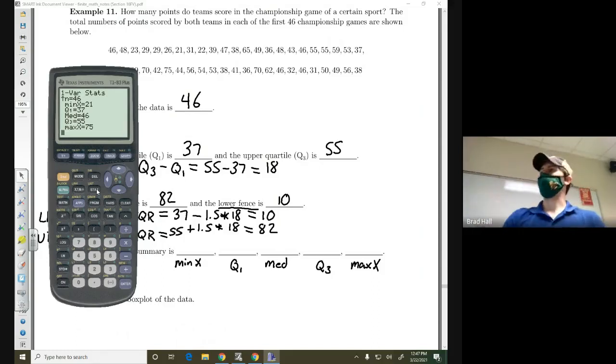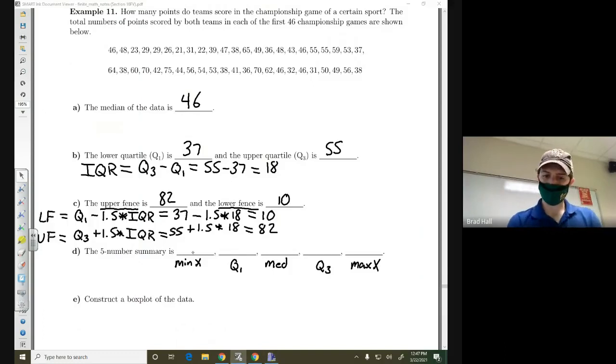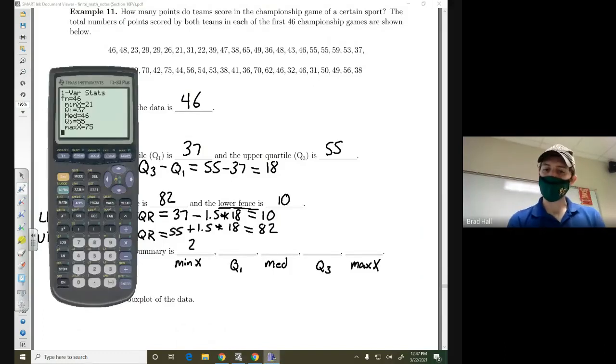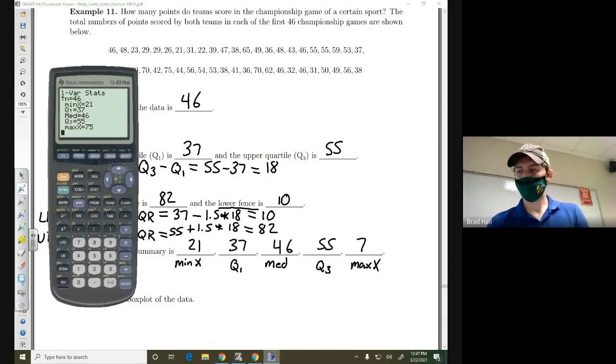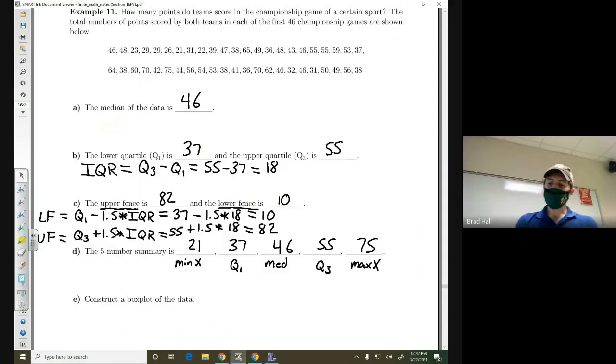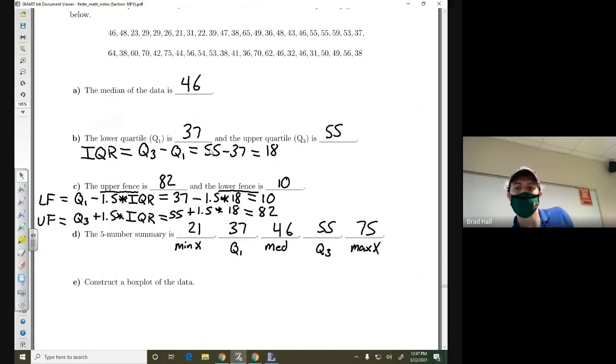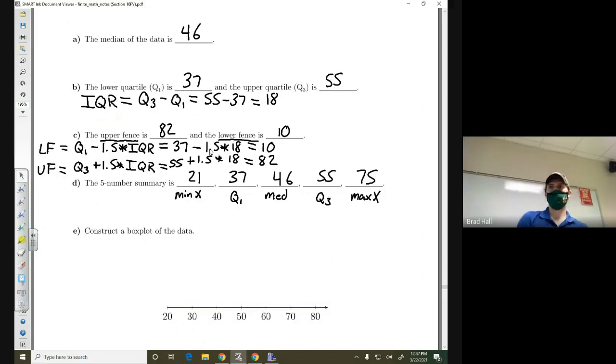and remember what some of those numbers were. It tells you everything in order. Min X is 21. We already know the first quartile. We know the median. We know the third quartile. And the maximum's 75. The calculator gives us the 5-number summary in order. It's very convenient. So everyone good up to this point?